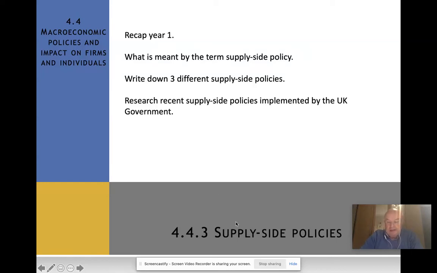Hello there. So today we're going to be looking at chapter 14 in your theme 4 booklet, which is Making Markets Work. And this is all about supply side policies.